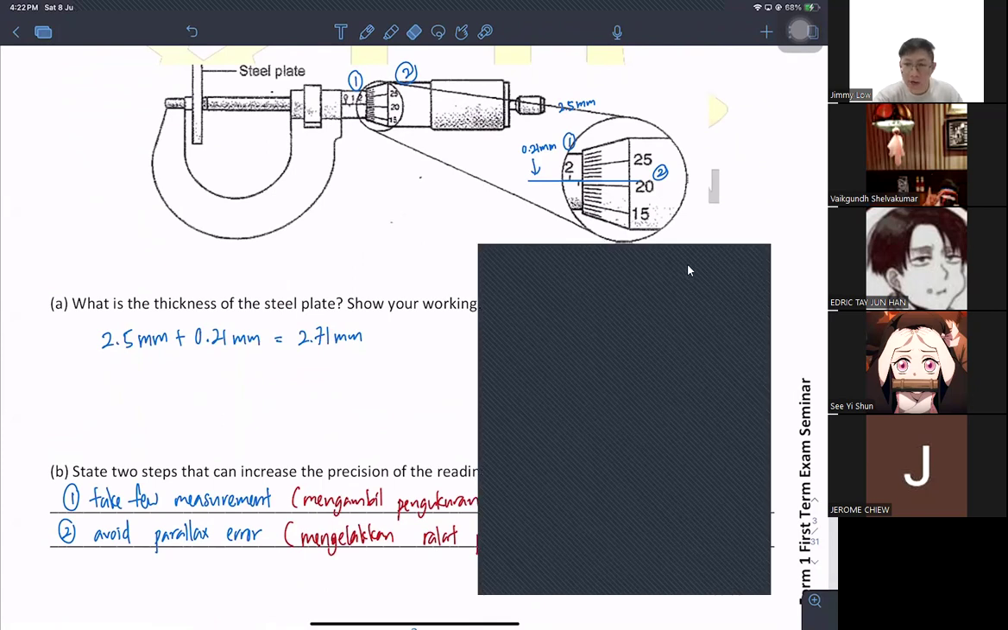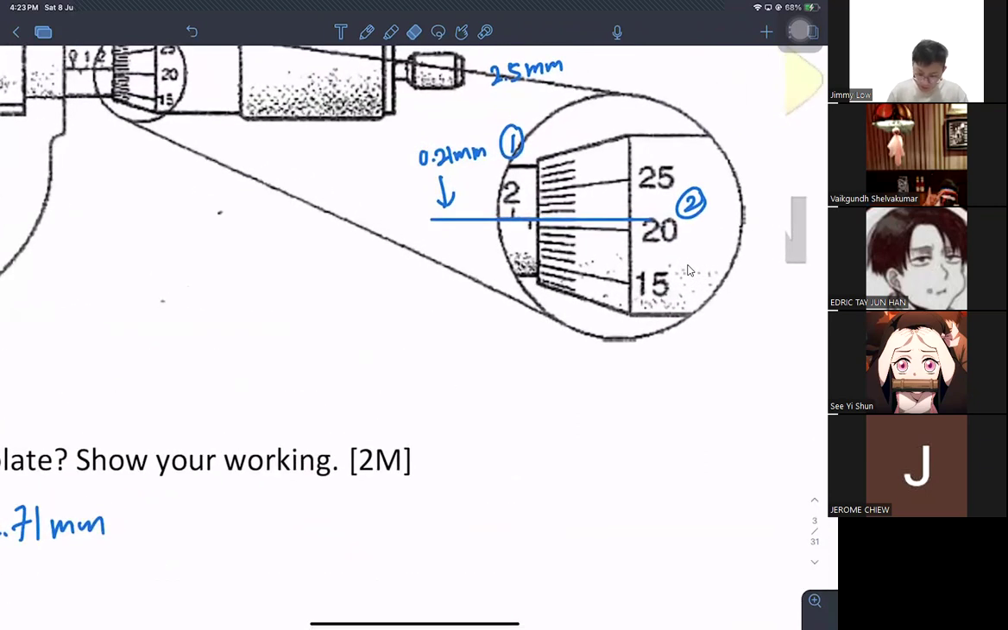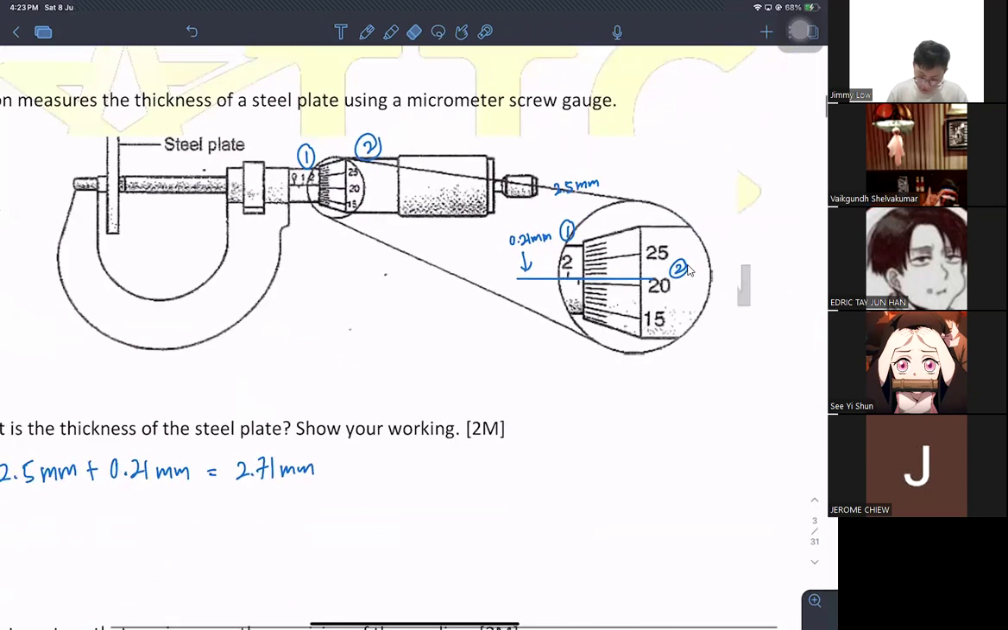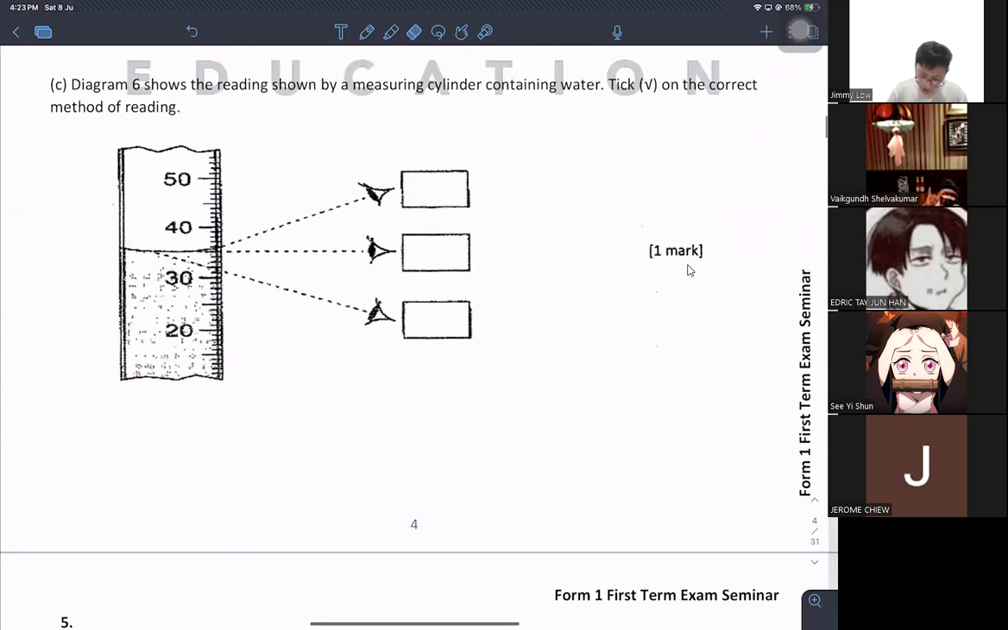What is the difference between zero error and parallax error? Okay, good question. So zero error means your zero itself got error. I'm going to show you the zero error later, very soon. And this is what is so-called parallax error. If you take the reading from here or from here, it is parallax error, which means you are reading in the wrong way.